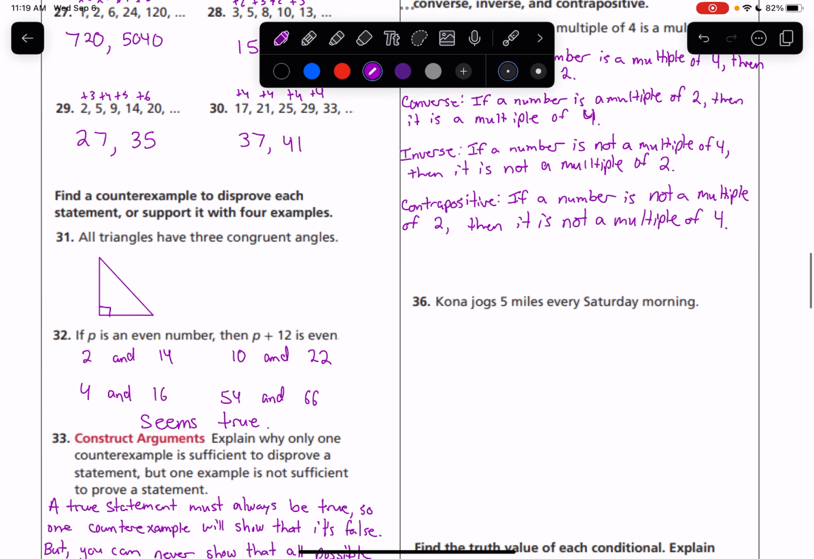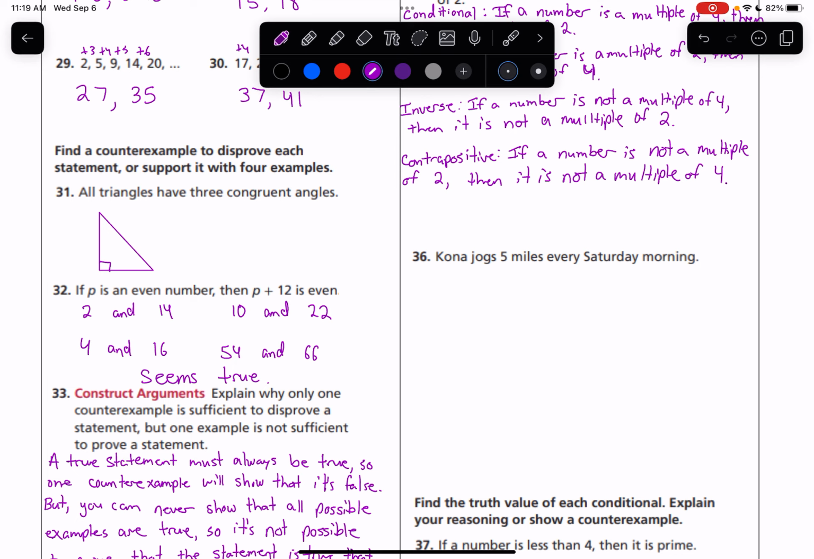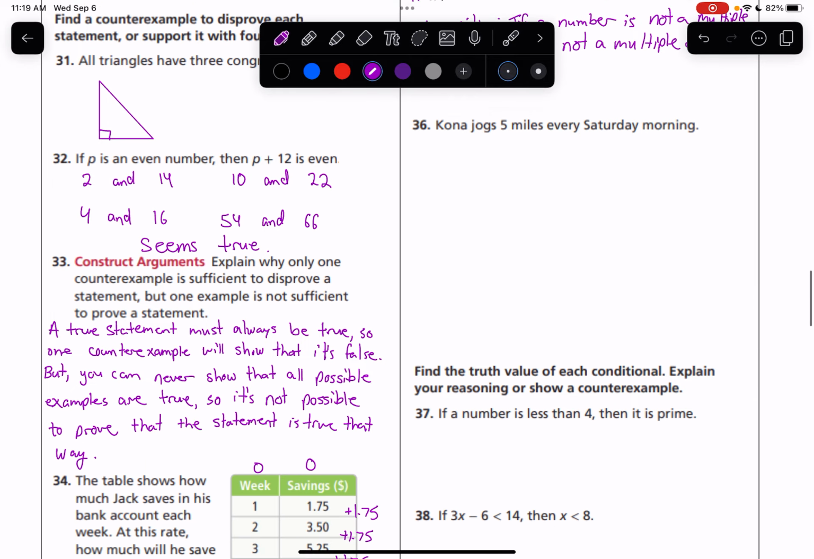36 is the same way, so I'm actually going to write this after I'm done with the video to save time, but it's got the same structures as the one above it.